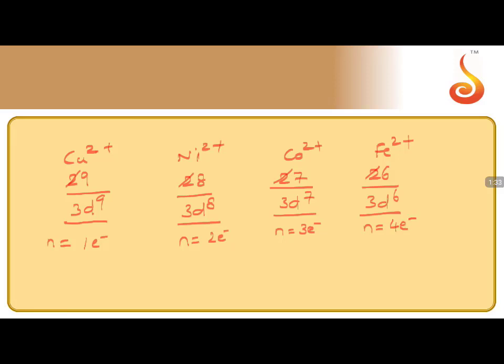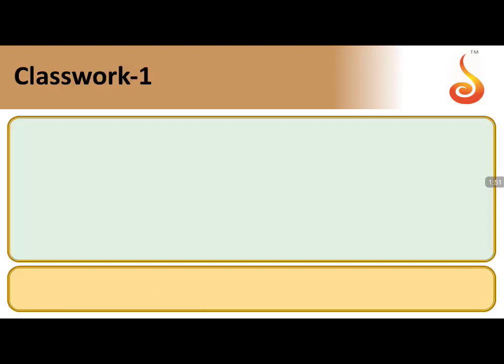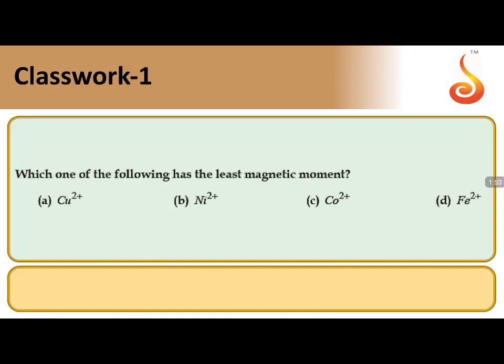As the n value increases, the mu value increases. We know mu is equal to root over n into n plus 2 Bohr magnetons. It is directly proportional to n, so the maximum n value will have maximum magnetic moment. The question is about which has least magnetic moment. Least magnetic moment will be for copper, Cu2 plus ions. So the answer is option A.